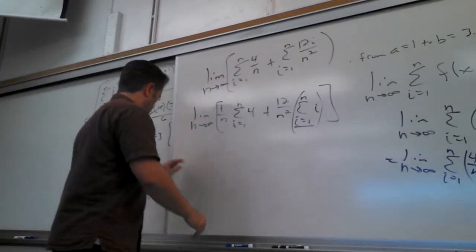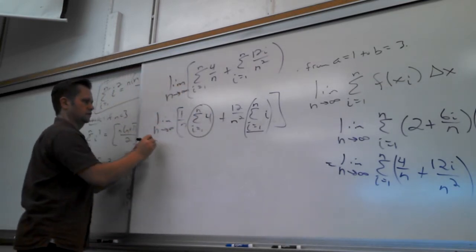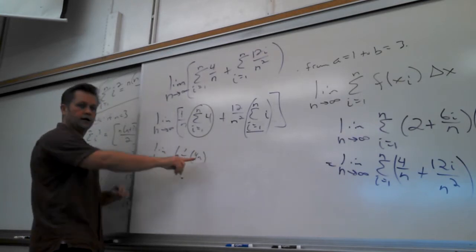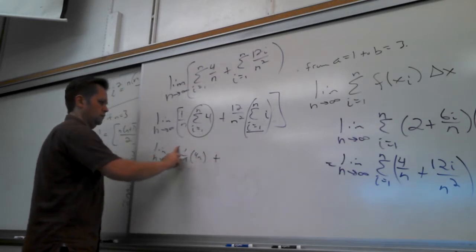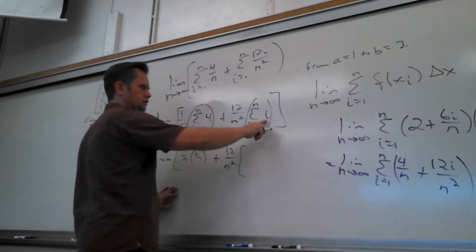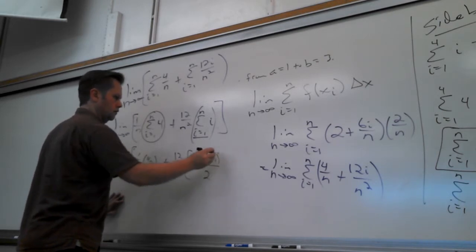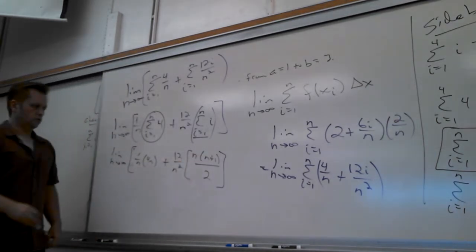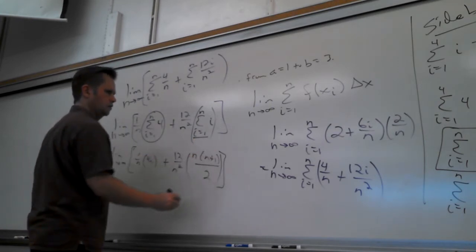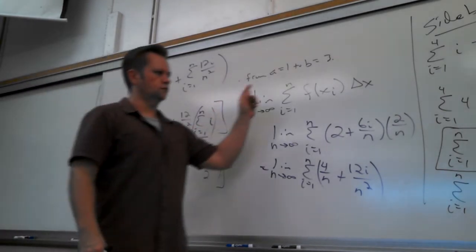Okay. So coming back to this. Now, so tell me what this is. Now this is 12 over n squared times, now what's this? It's just I by itself. Well, I'm sorry, what is the sum of I from 1 to n?